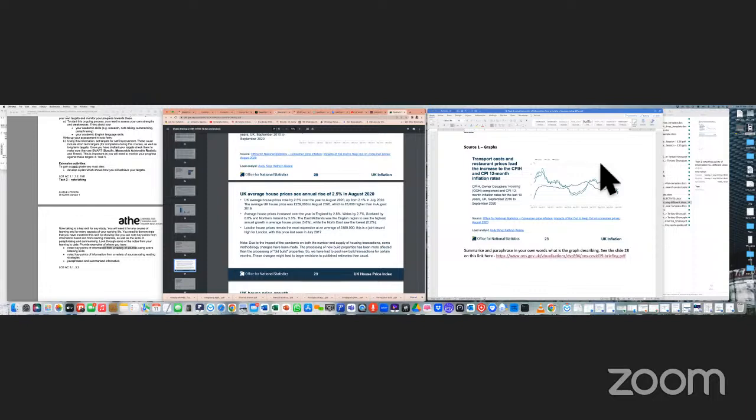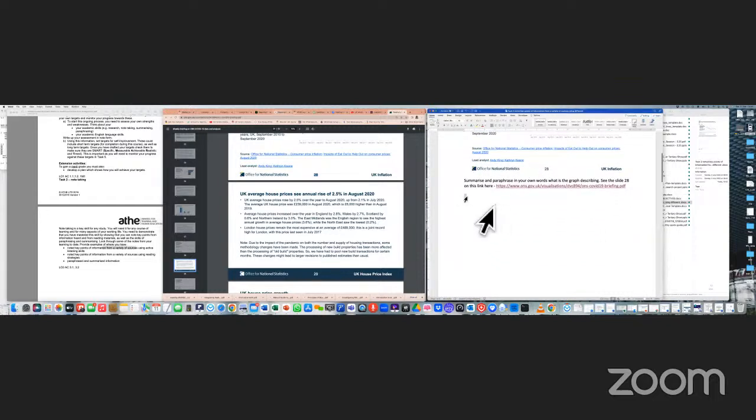So under that particular context, with that assumption in mind, you need to look at this slide 29 and summarize the information given in it in your own words. And you would write this here in this Word document. So I'm going to be summarizing and paraphrasing in our own words what the graph is describing.